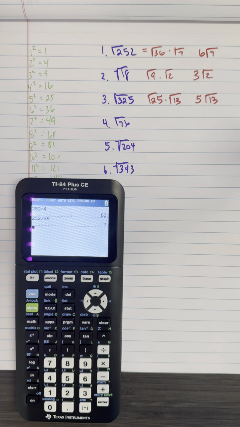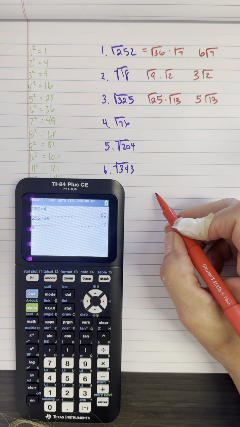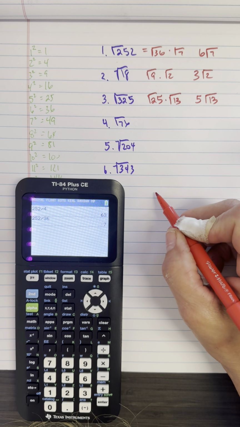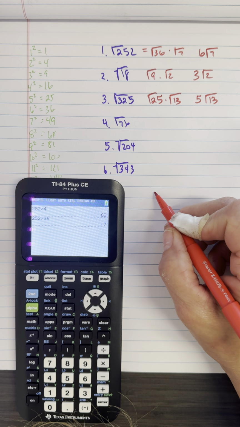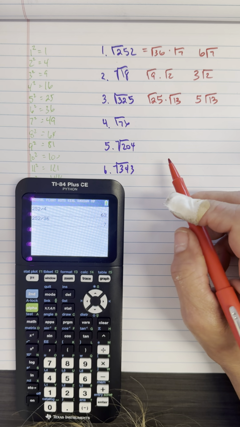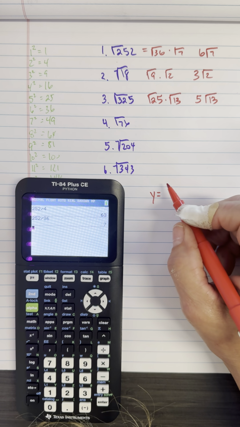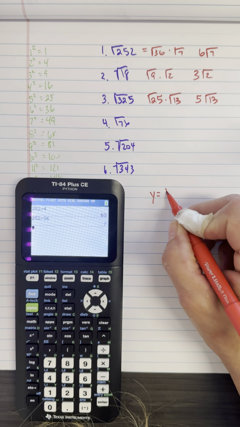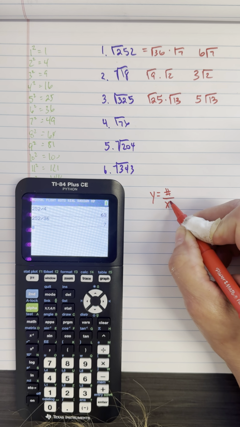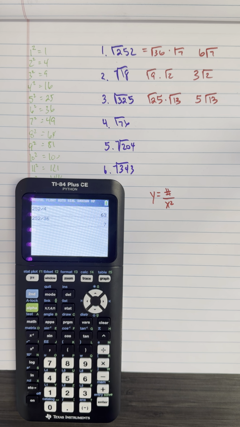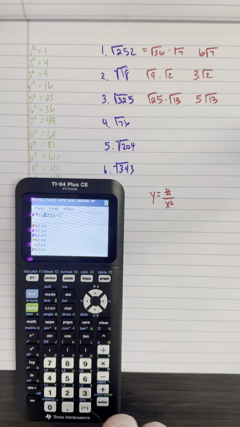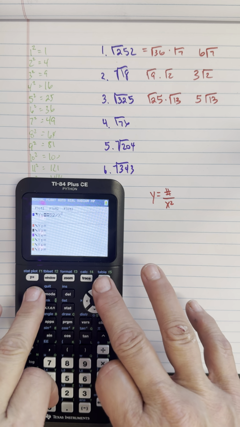Now the calculator version. If you're looking for a number, let's start with 252, you put in y equals the number divided by x squared, and it will reduce it for you. So y equals 252 divided by x squared. Again, don't use alpha x, otherwise you'll end up looking at a lot of fractions. And then go to your table.